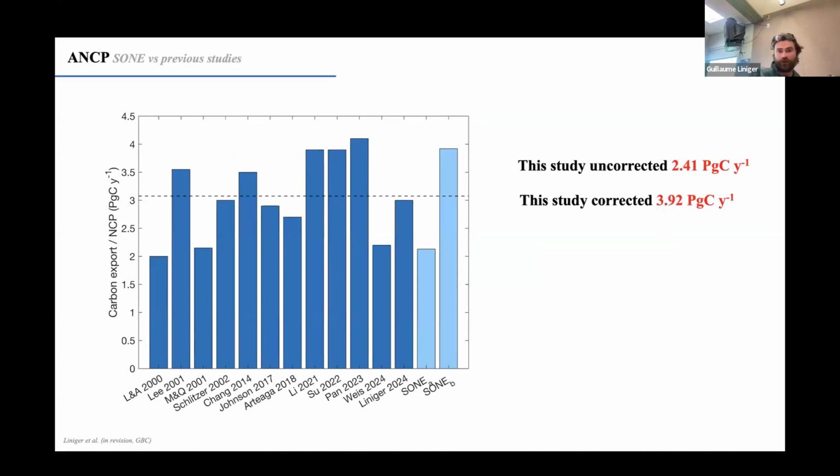And now in terms of global estimates, we did the same comparing with previous studies. So the uncorrected SONY, which is SONY SNCP, had an estimate of 2.45 petagram of carbon, which is towards the lower end of all the previous estimates. And when corrected, it ends up with 3.9, getting into the higher end, comparing with Pan, Su, and Lee. And the interesting fact here is that the corrected factor given as 3.5 is very close to the latest study, Pan 2023. We also used machine learning in deriving DIC and DIC drawdown to estimate ANCP in the Southern Ocean.